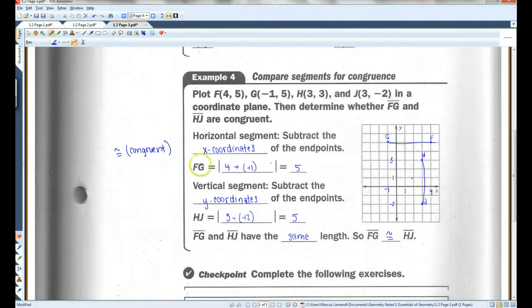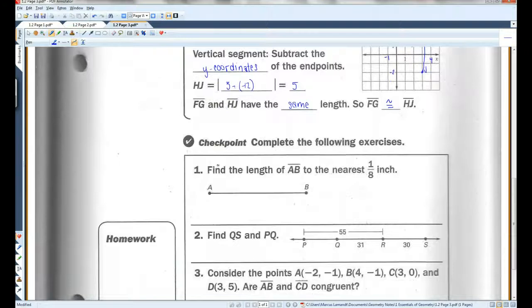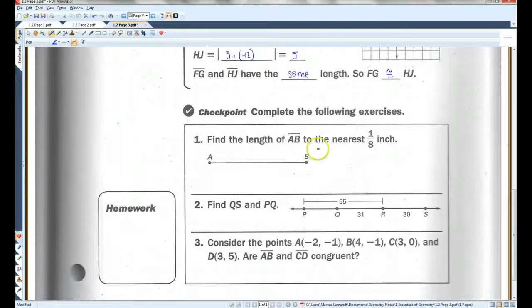Alright, checkpoint. I'd like you guys to go ahead and do this on your own. For number 1, you don't have a ruler, so I'll just tell you. It's about 1 7/8 of an inch. But these two you guys should be able to do. That's it.